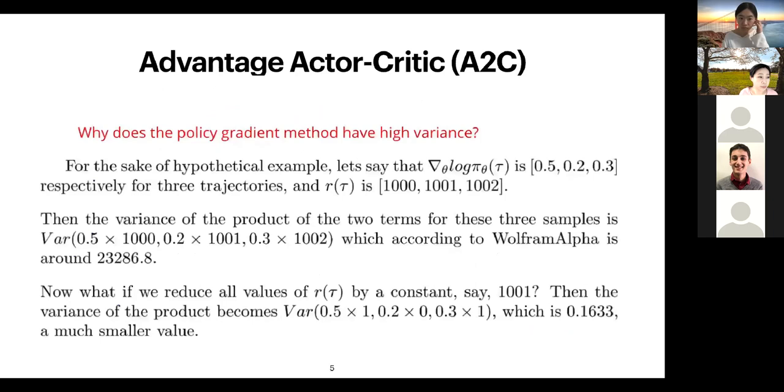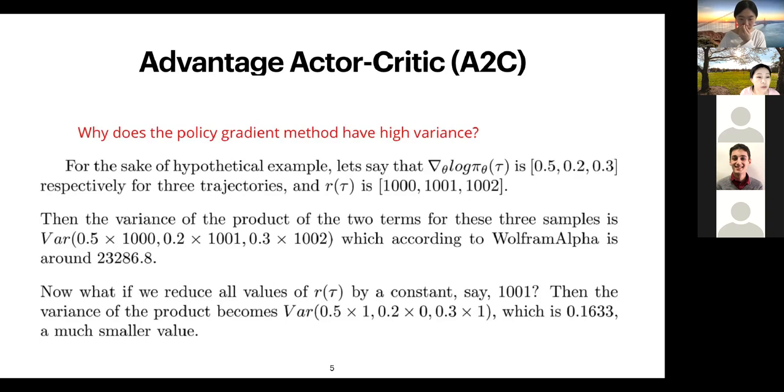So now, let's introduce the first more advanced algorithm for policy-based methods in deep reinforcement learning, the so-called advantage actor critic, A2C, right? Basically this is motivated by the fact that policy gradient could have high variance. So they propose to use an advantage function.